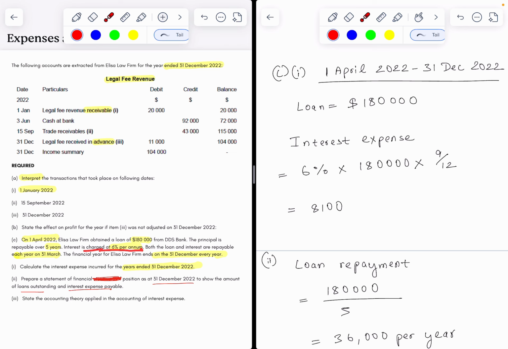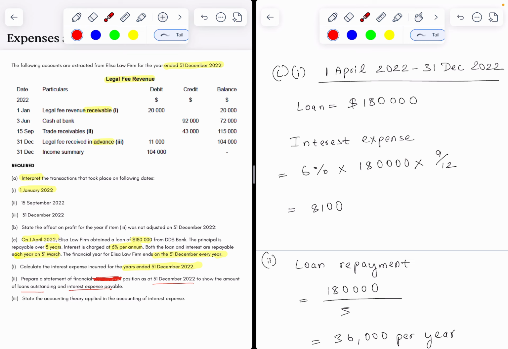Both the loan and interest are repayable each year on 31st of March. So basically the loan was taken on 1 April 2022, so every 12 months would be ending on 31 March of the next financial year, okay? But the business has their own books, which is the financial year they record, and that is 31 December every year, all right? So the requirement is to calculate the interest expense incurred for the year ended 31 December 2022. So what is the business going to show in their books?